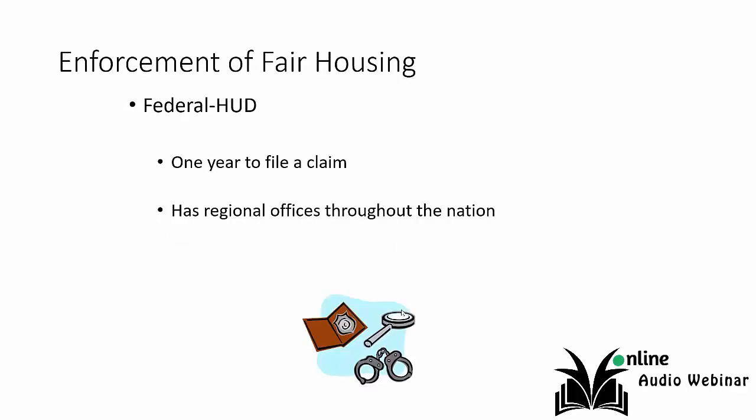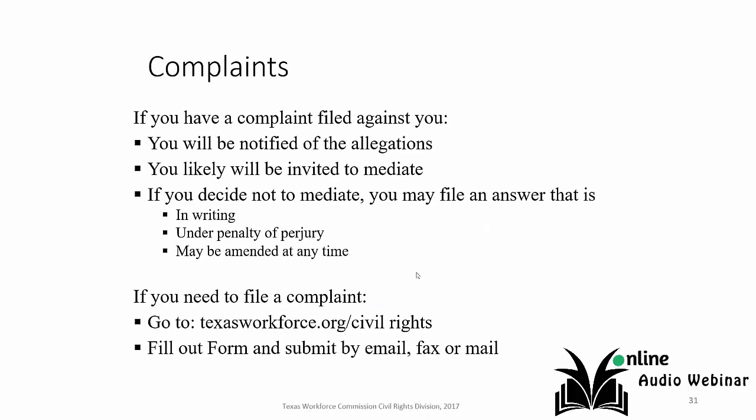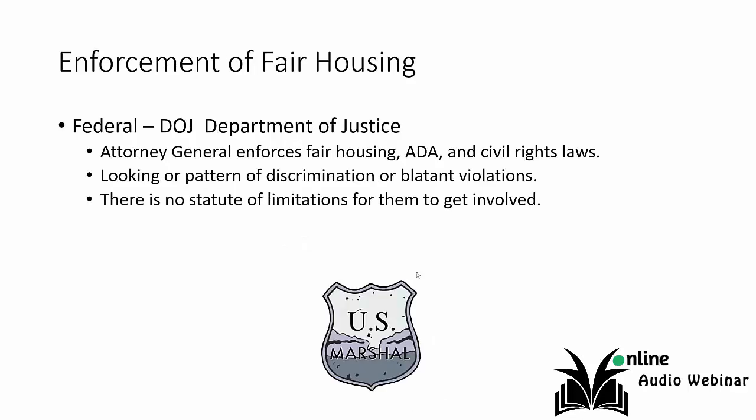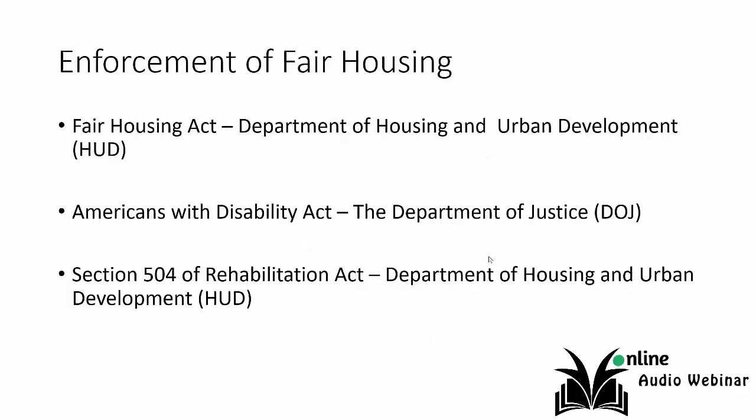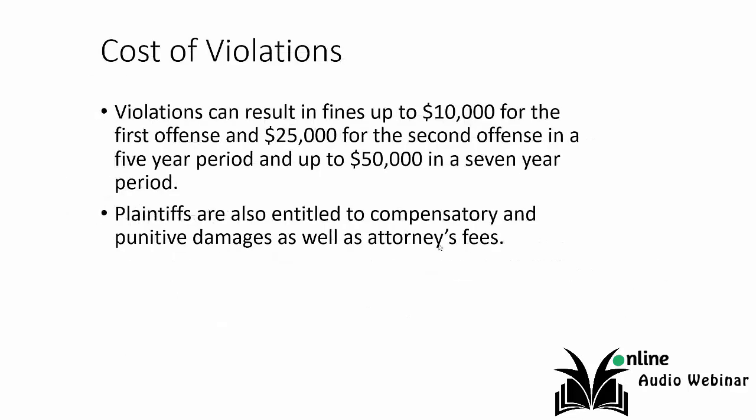What happens if you have a fair housing violation? If a complaint is filed against you, you'll be notified of the allegations. Federally, it's also the Department of Justice. So HUD takes the Fair Housing Act, Americans with Disabilities, and the Department of Justice. You can get actual damages to a tenant. Violations, fines up to $10,000.